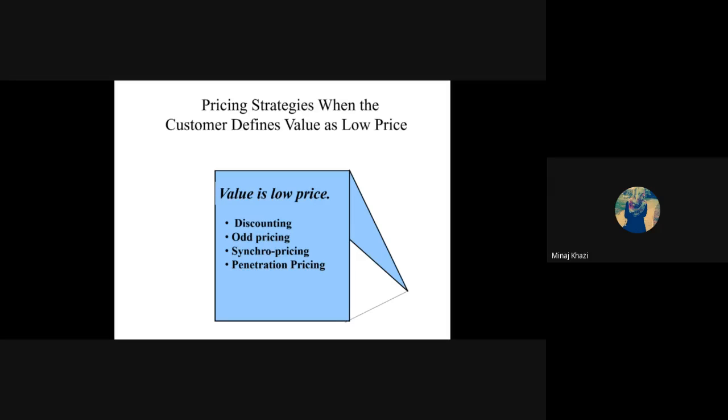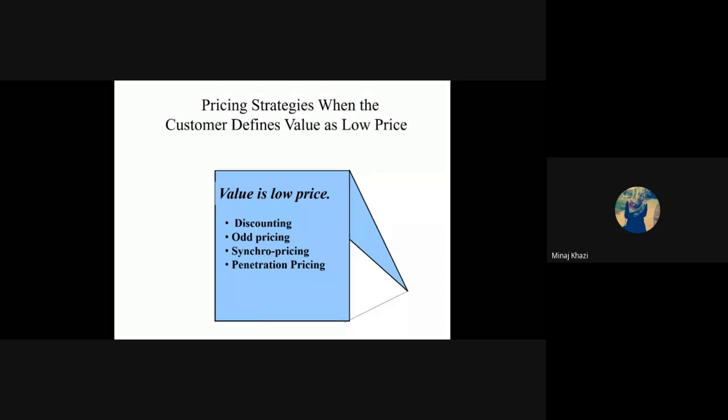Next is synchro pricing. What do you mean by synchro pricing? Synchro pricing is where you are synchronizing between the demand and the supply. So you just saw that if the demand is high, you are increasing your pricing. If the demand is low, you are decreasing the price, basically to manage the demand. For example, in the cinema theater, you know there are 200 seats, and the demand is 400.